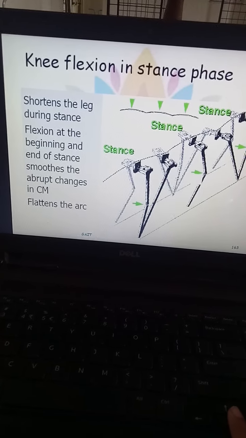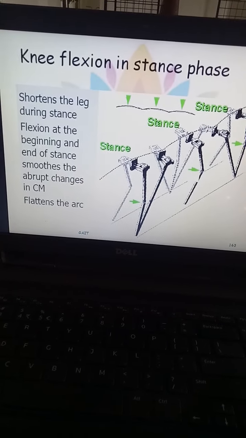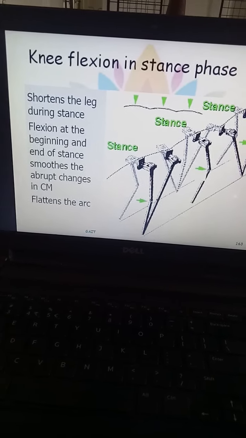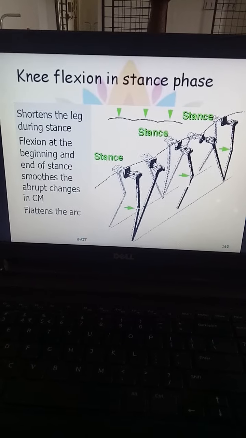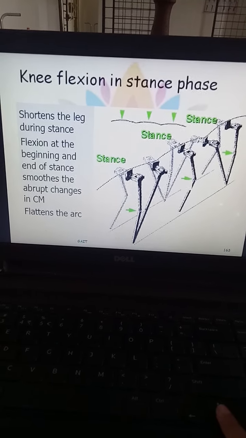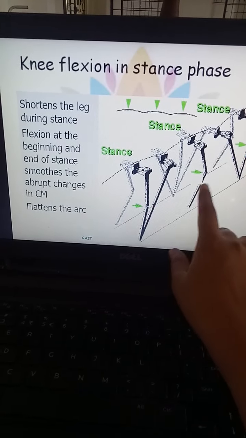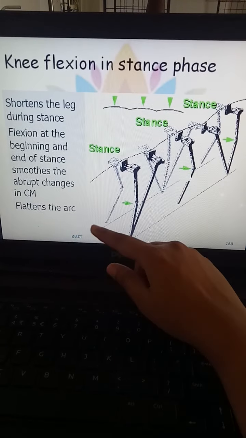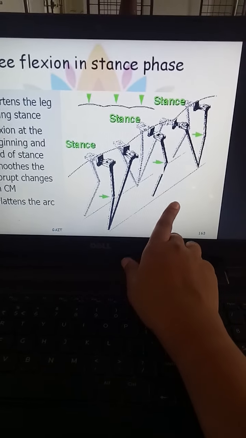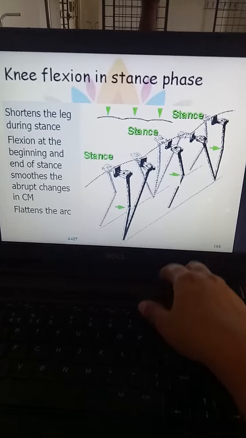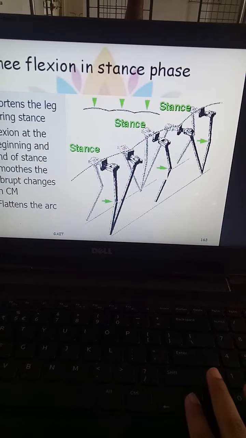Next is knee flexion in the stance phase. It shortens the leg during the stance. Flexion at the beginning and end of the stance smooths the abrupt changes in the center of mass. So what is that? Knee flexion in stance phase means shortening the leg during the stance phase. During the stance phase, the leg goes into a flexed position. It will be slightly flexed, and then it will be extended. So the flexion at the beginning and end of the stance smooths the abrupt changes in the center of mass, and it flattens the arc.